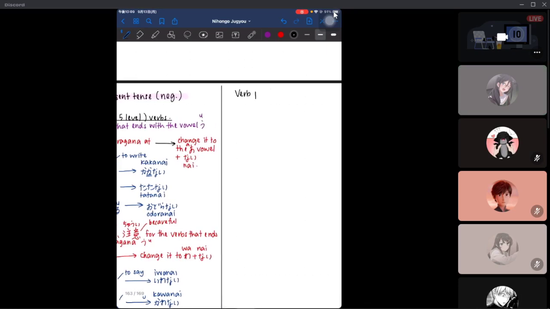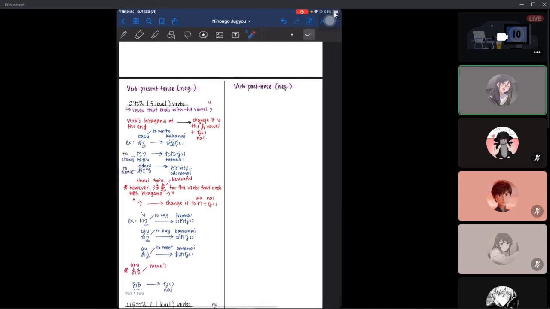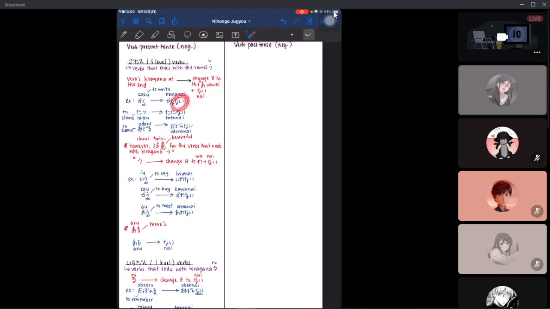Next would be verb past tense negative. For verb past tense negative, you take the kakanai, and you just change the nai part to nakatta.